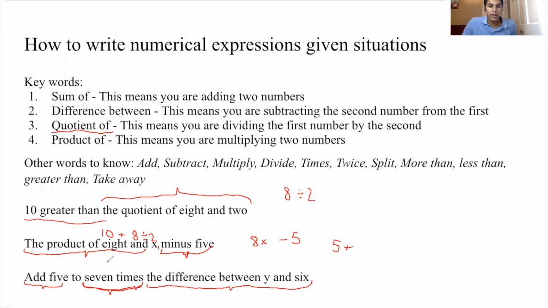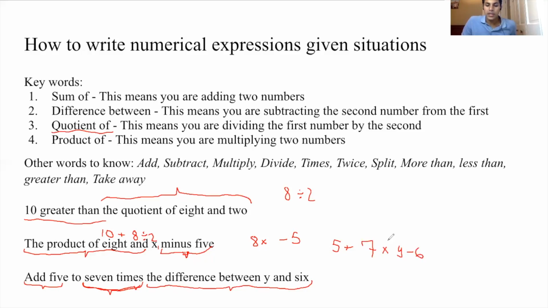So now we're doing 7 times the difference between y and 6. So we're multiplying 7 by something. Well, what are we multiplying it by? We're multiplying it by the difference between y and 6. So we can do 5 plus 7 times, and then the difference between y and 6. So the difference between y and 6, it's one of our terms. That means that we're subtracting 6 from y, or y minus 6.